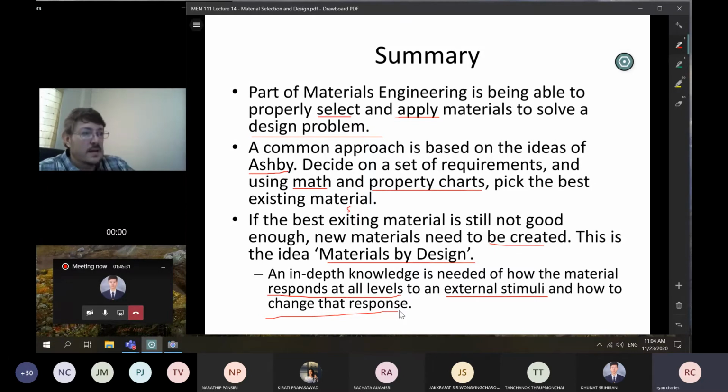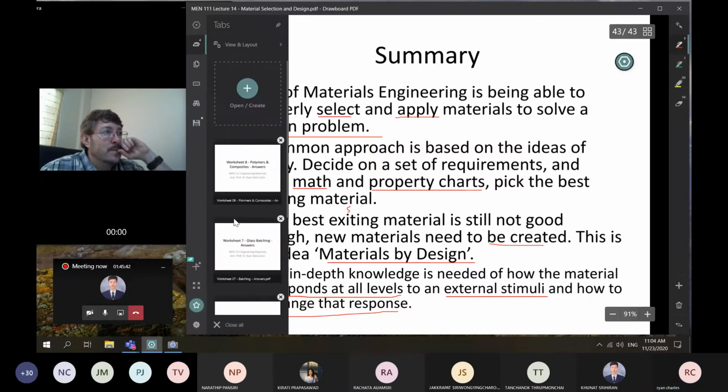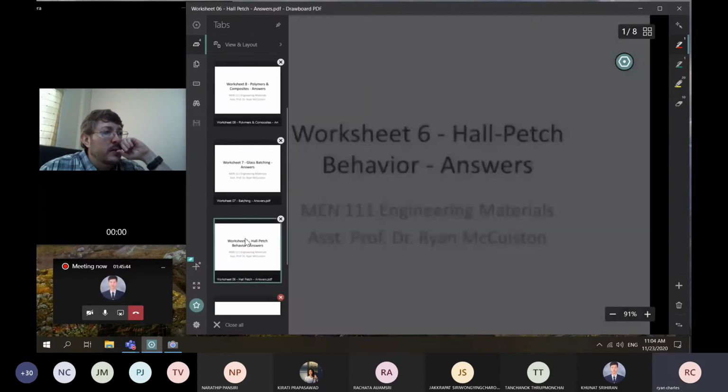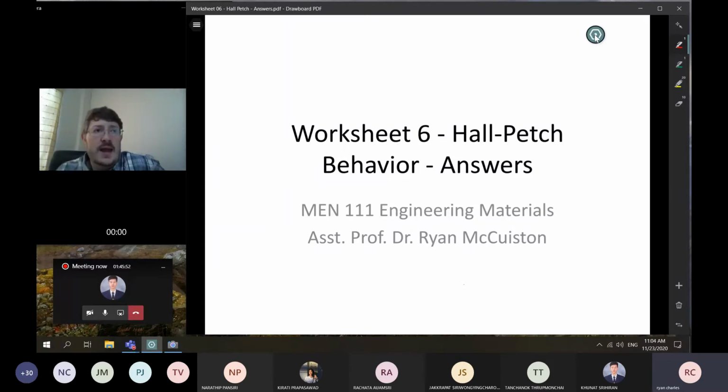All right, so that's the end of that. That is the end of the formal lectures. All right, now, there are a bunch of worksheets I want to go over, right? But I can't do all of them today. So I'm going to do, I think, half of them today.